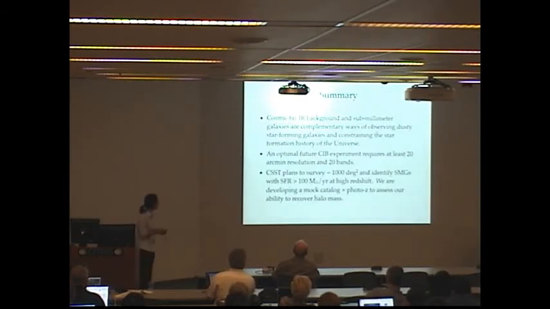To summarize, I've talked about the cosmic far infrared background and submillimeter galaxies and how they are complementary to each other. I talked about the optimal future CIB experiment design, and also about CSST, which plans to survey lots of sky and find lots of these submillimeter galaxies. Thank you for your attention.